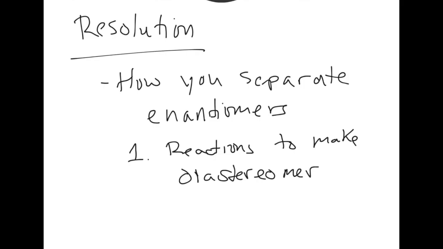So you do a reaction and you add an extra chiral center on your molecule, and you then have diastereomers, and that allows you to separate your molecules. Or you make your chiral molecule interact with something chiral.